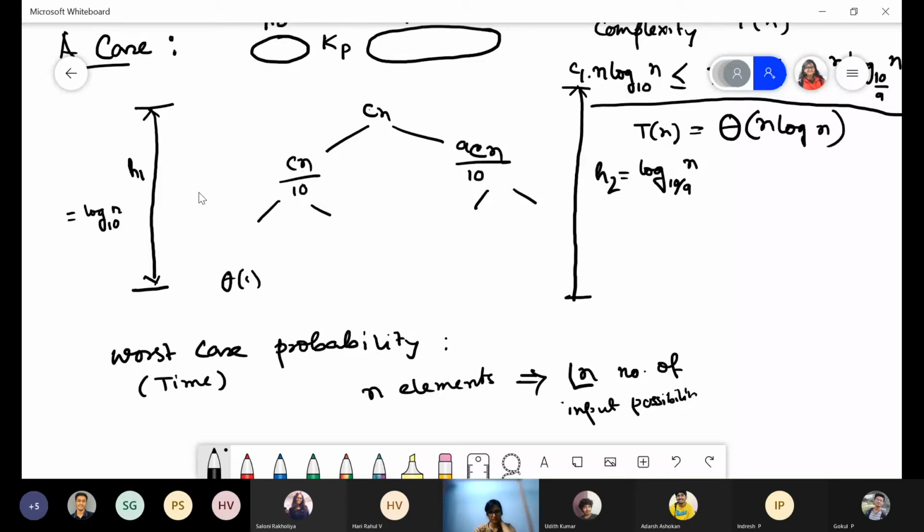Now, what is the worst case probability? Among this factorial n, what exactly are the worst cases? When we do partition, all the elements are greater than the pivot or lesser than the pivot. Yes, ma'am. So every time when we pick the pivot, if it's the greatest or the smallest element, I think that will be the worst case.